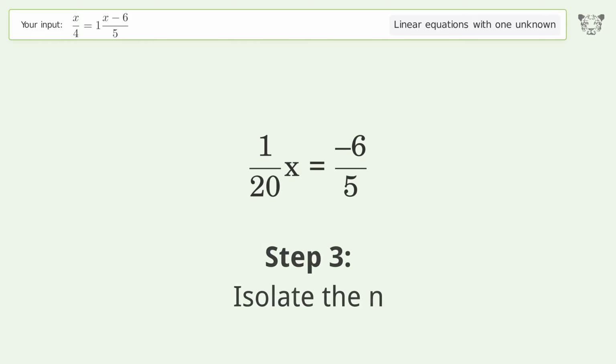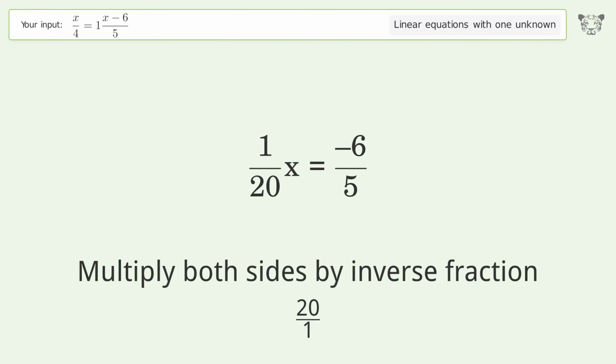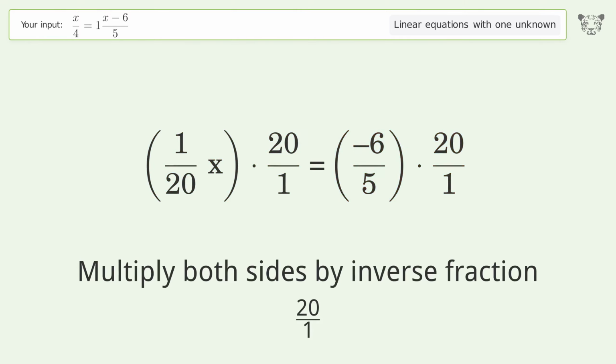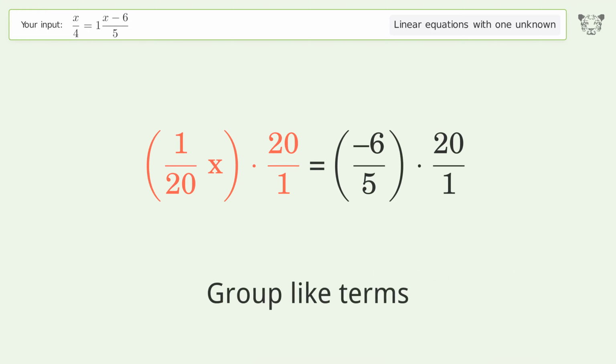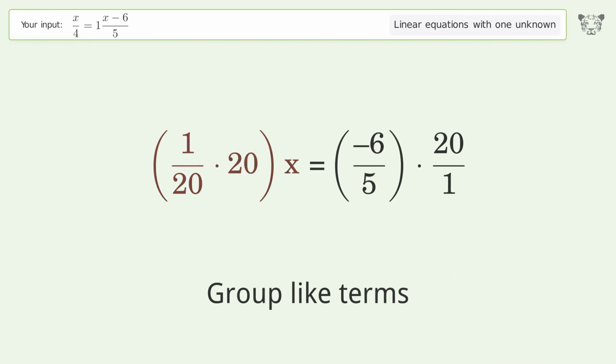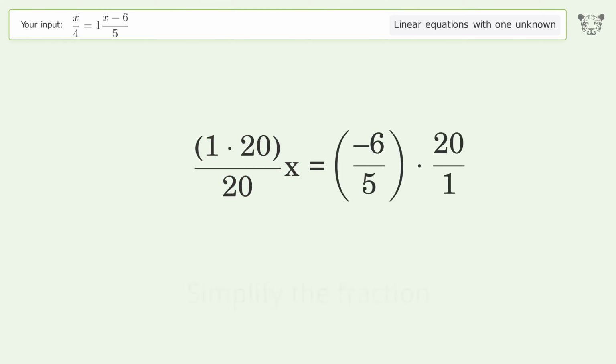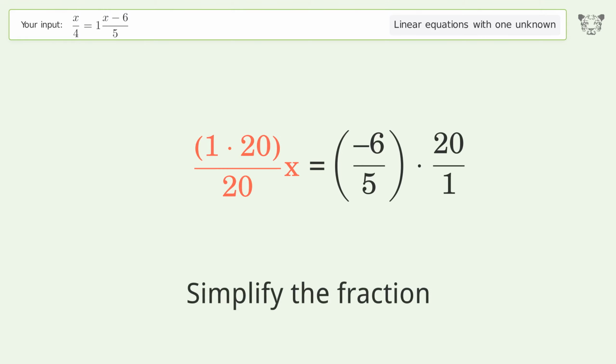Isolate the n. Multiply both sides by the inverse fraction 20/1. Group like terms. Multiply the coefficients. Simplify the fraction.